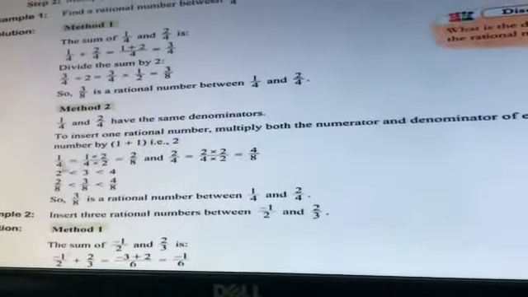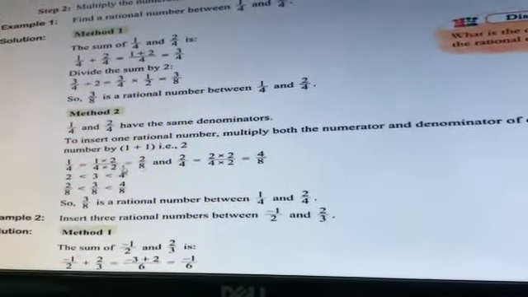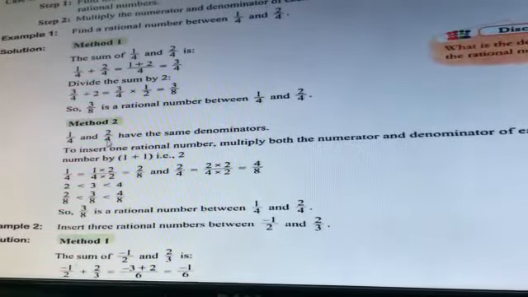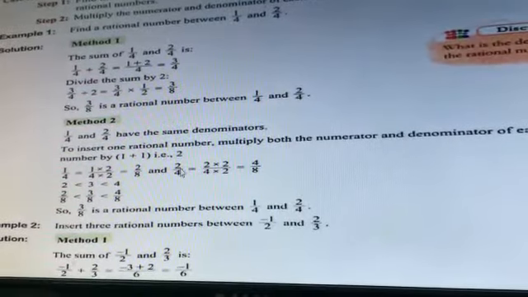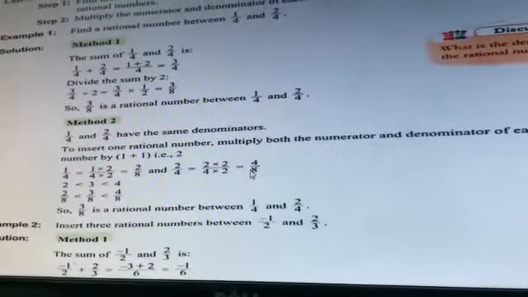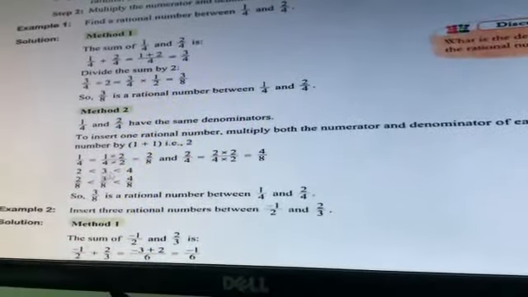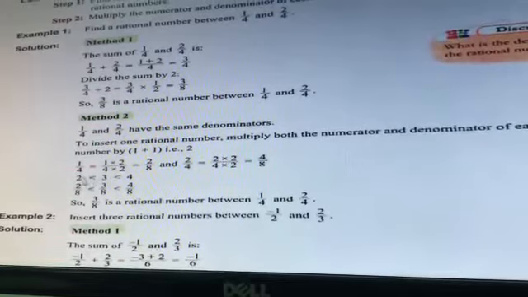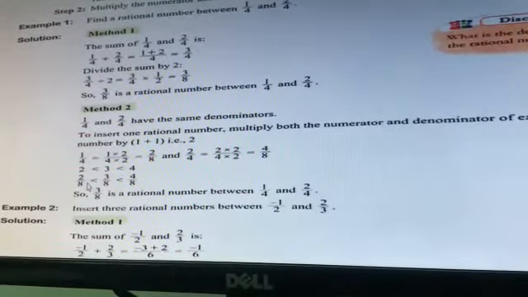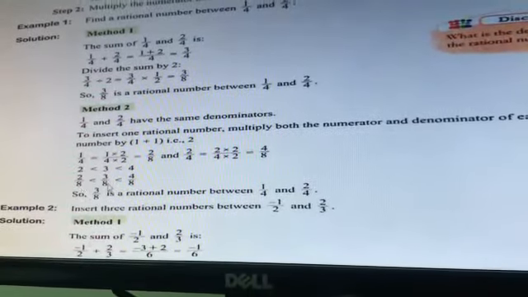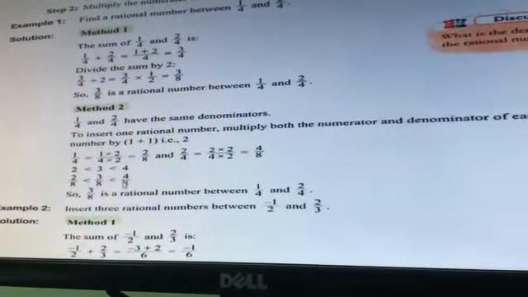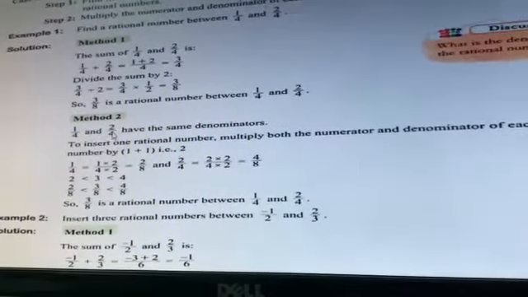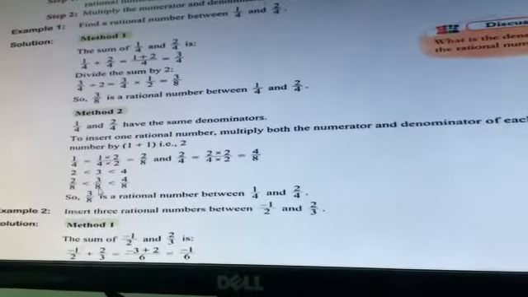So 1 by 4 multiplied by 2 by 2, the answer is 2 by 8. And again 2 by 4 multiplied by 2 by 2, because we want denominator 8. So here we see 4 is greater than 3 and 3 is greater than 2. So we can write the rational numbers 2 by 8, 3 by 8 and 4 by 8. So in between 1 by 4 and 2 by 4 is 3 by 8.